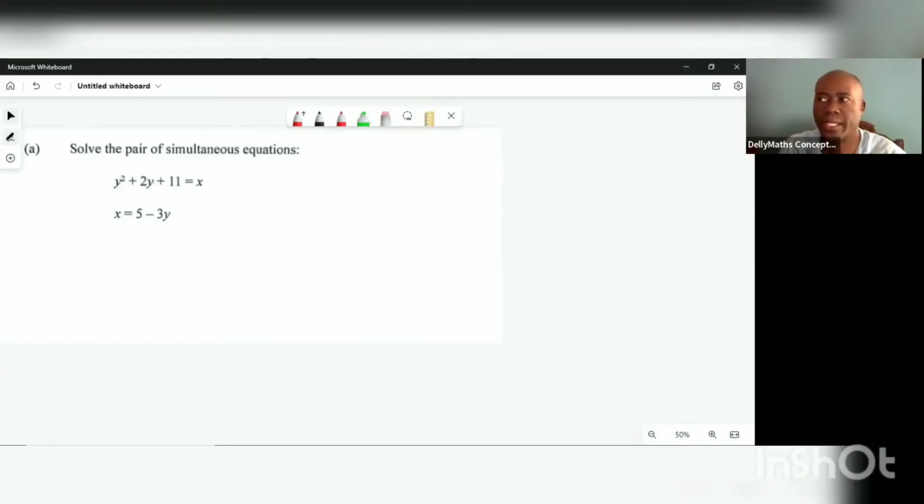All right, welcome back everybody to Daily Maths Concepts. Today what we will be looking at is a January 2020 question number 8. So this question number 8, as you could see, is a simultaneous equation, but it's a nonlinear simultaneous equation. So let's look at the difference between the linear and the nonlinear simultaneous equation.